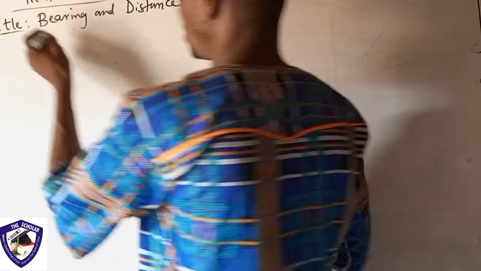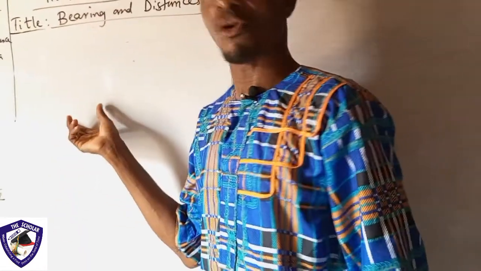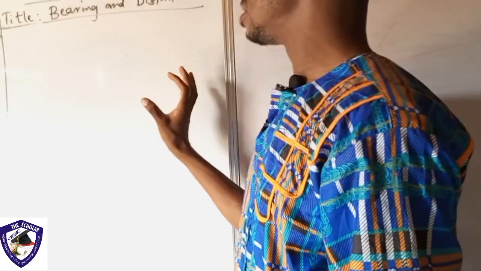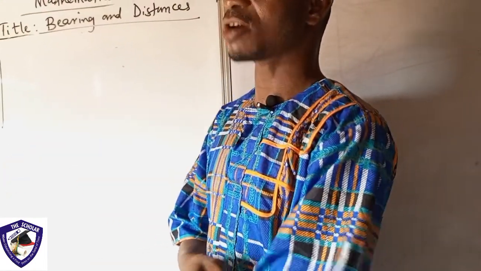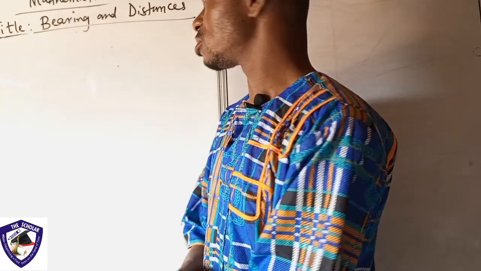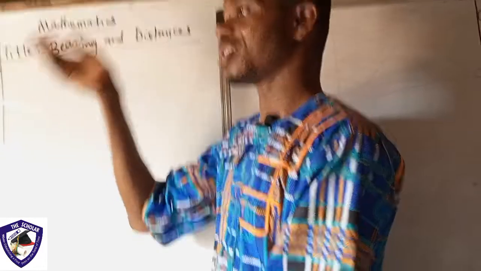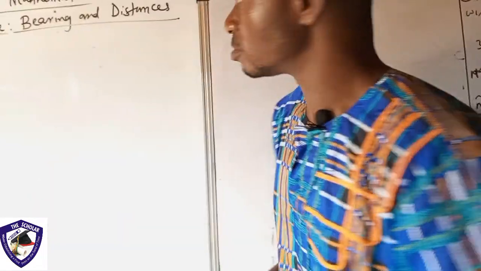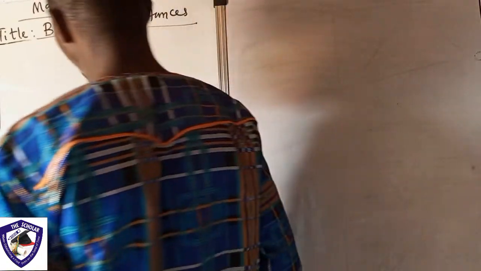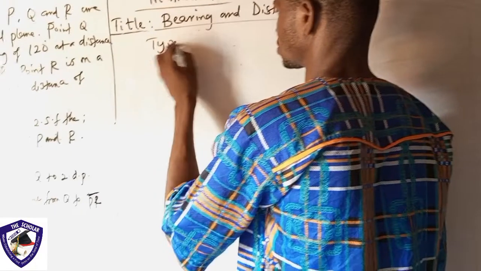So when we talk about bearing and distances, bearing is the measurement of what? Of the area covered with respect to the angle through which you move. The area covered, or the area in space or region, through an angle. So under bearing, we have two types of bearing.